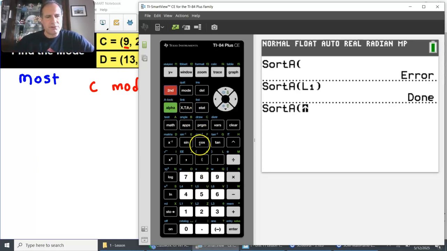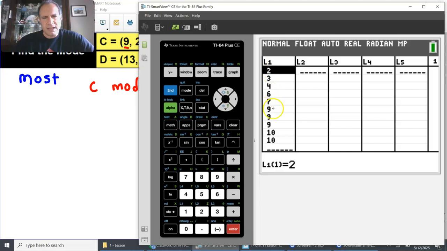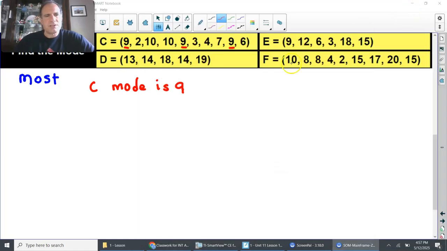So I press second function like I did here. L1 is 1. Do you see that? And if I press enter, it's going to say done. So then once I go back to the list, do you notice that it's ascending? So 2, 3, 4, 6, 7, 9, 3 9s and 2 10s. So just take a look. 9 is the mode. D, I don't need to see anything as far as this goes because there's so few numbers. I'm not putting this into the calculator.